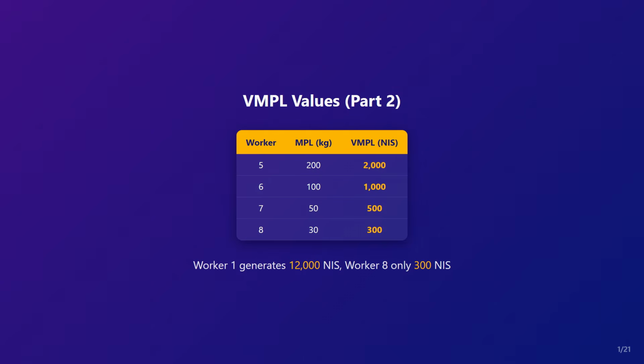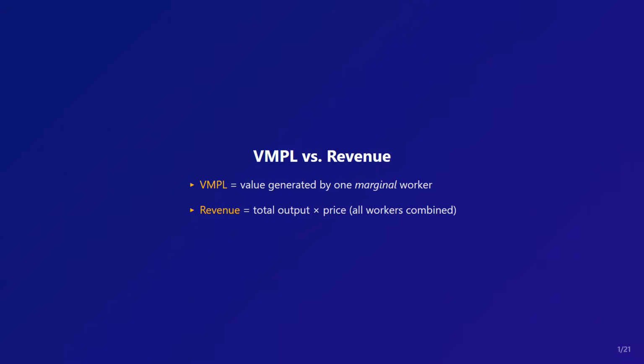Third column, value of marginal product. Now comes the interesting column, the value of marginal product, VMPL. It's simple: marginal product times the product price. The price per kilogram of oranges is 10 shekels, so we multiply each marginal product by 10. First worker, 1200 times 10 equals 12,000 shekels. That means the first worker produces output worth 12,000 shekels. That's a lot compared to his wage of 5,000.